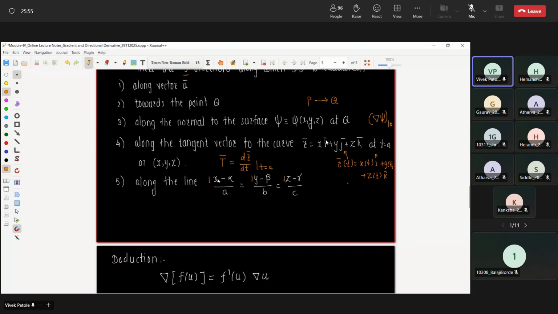Then along the line, now this equation, does anyone remember in which form this equation is? Do you know the name of this form?